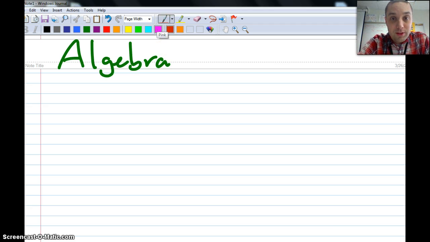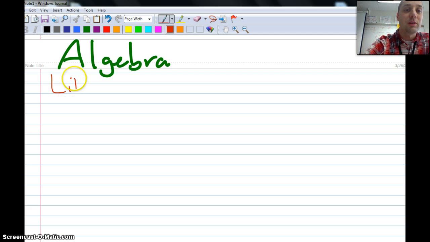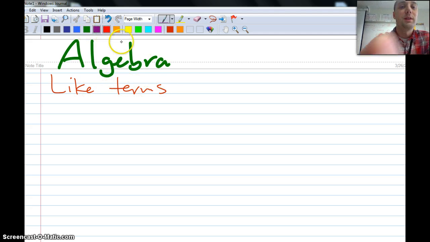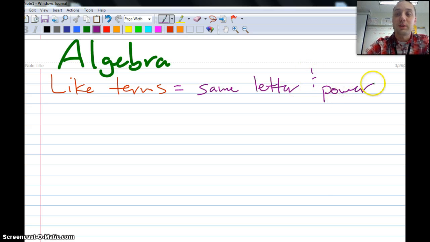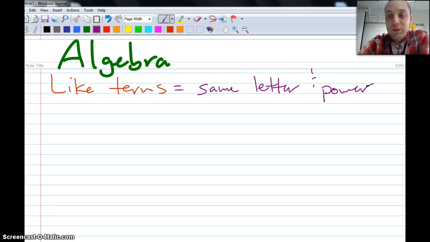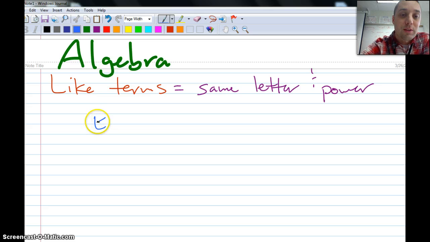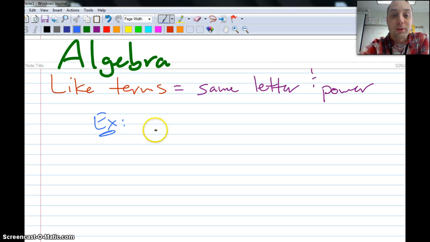So write algebra there at the top of your notes. One of the things we've done a lot this year is this concept of like terms. And remember, like terms really have to do with two things: having the same letter, or the same variable, and the same power. Really, for us, the power on the problems we're going to be dealing with is just going to be 1. So things that are like terms really are just things that have the same letter for us. Next year in algebra, 8th grade, you'll be seeing different powers.